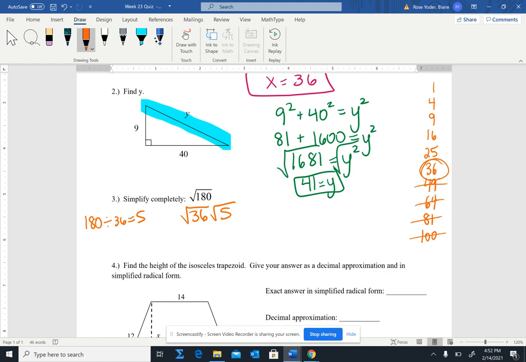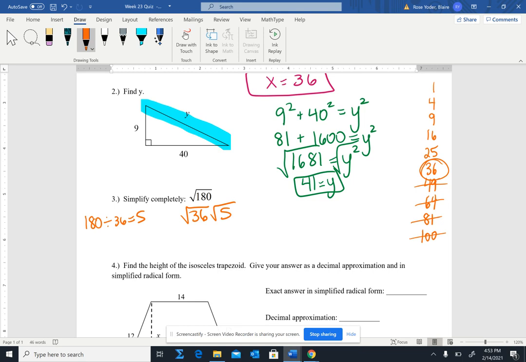When you type that in, that was step 2 in Desmos. So step 1 was just to type in square root of 180. Step 2 was to type in root 36 times root 5, and your decimals should have matched up and been the same. And then the final step is one of these numbers you can square root and you get a whole number answer.